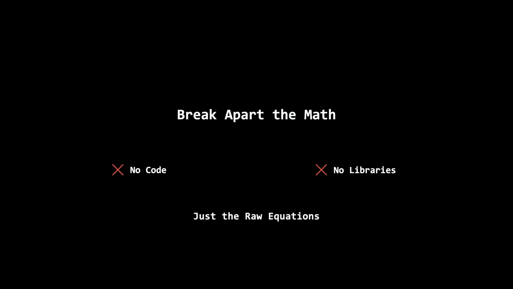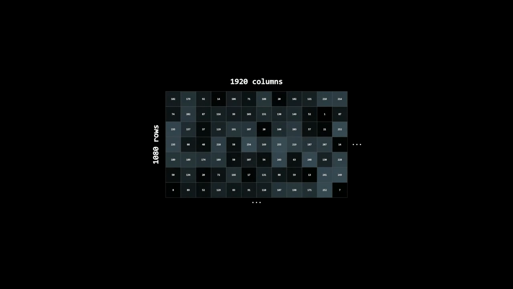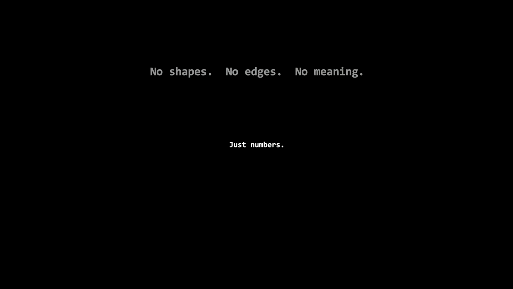Today, we're going to break apart the math. No code, no libraries, just the raw equations and the intuition behind them. So, what is an image to a computer? It's a matrix. A 1080p photo is a grid, 1920 columns, 1080 rows, and 3 channels for red, green, and blue. Each cell holds a number from 0 to 255. No shapes, no edges, no meaning. Just numbers. The problem, how do you extract structure from a flat wall of numbers?